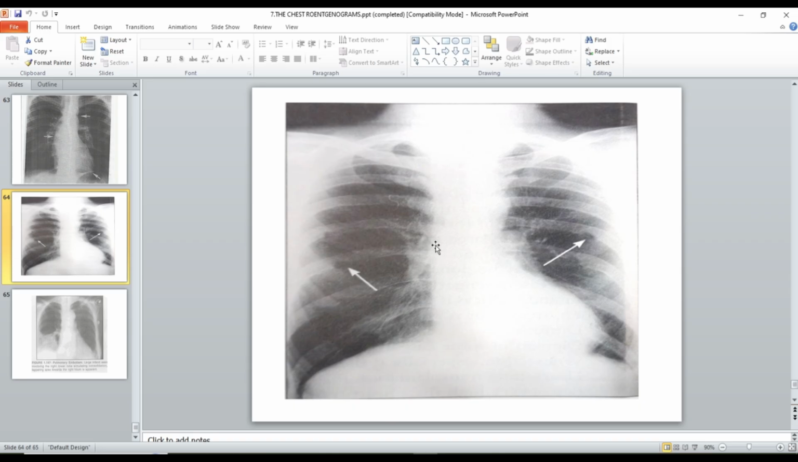Another case of coarctation of aorta, also showing notching of the ribs. Lower ribs are notched. The notches in the ribs are typical of coarctation of aorta.